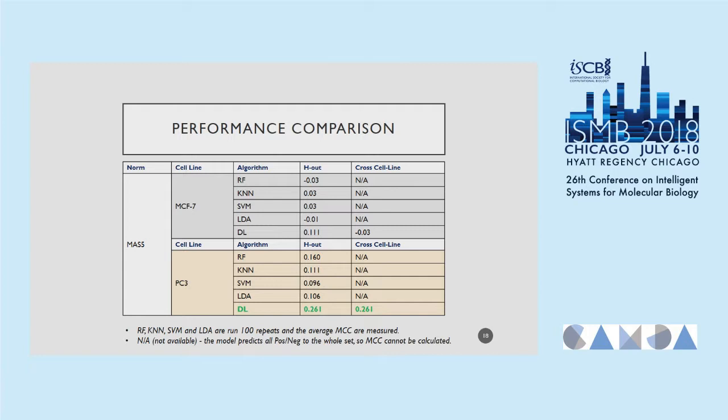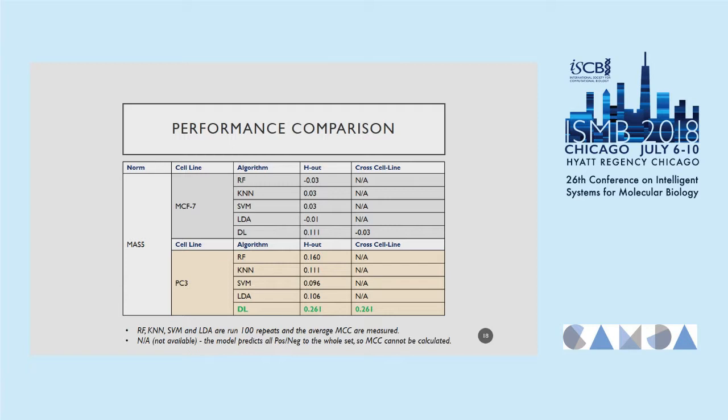First, we compare our performance to some regular machine learning algorithms like the random forest, k-nearest neighbors, support vector machines, and LDA, the linear discriminant analysis. We also found that, based on our holdout strategy, these methods didn't have any predictive power. But for the PC3 cell lines, all of them have a slightly positive MCC, but still our model shows the best performance right here.